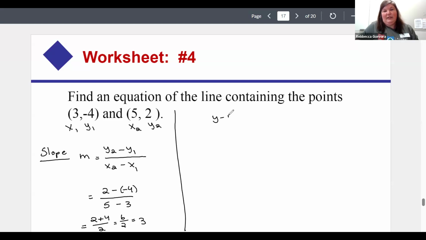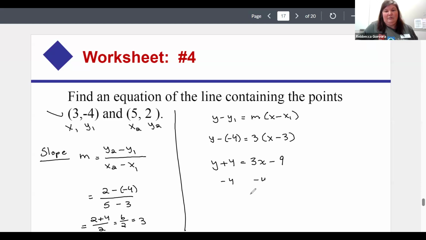So now y minus y1 equals m times x minus x1. Like I said, we already labeled the pairs of points, so we'll just use those. Our y1 is going to be the -4. My slope is 3. Then I'm going to have x minus x1, and x1 is also 3. Then we're going to have y plus 4 equals 3x minus 3 times 3, which is 9. Subtract the 4. Y equals 3x minus 13.